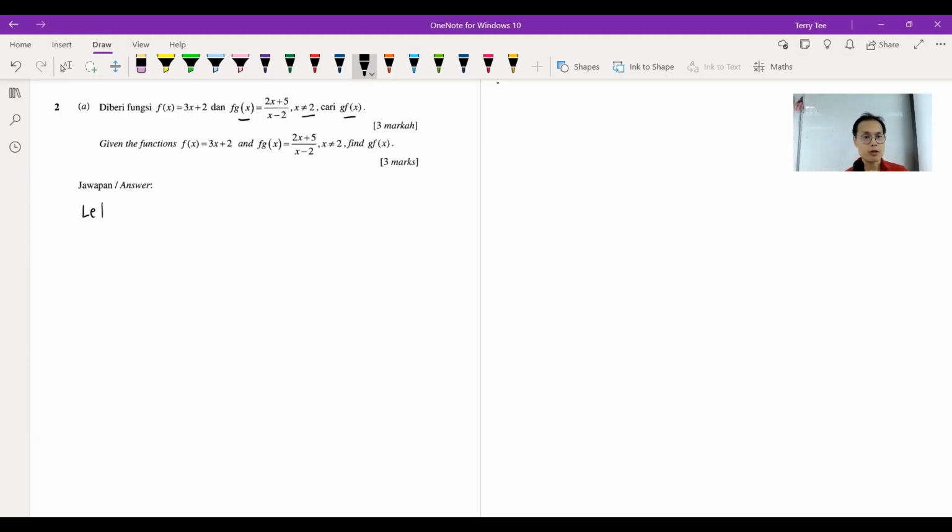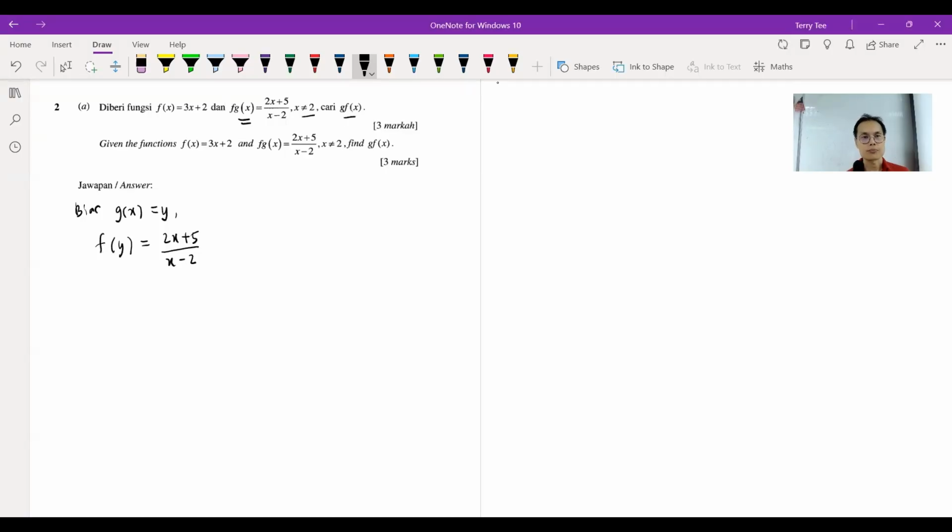Because you learn substitution first. Okay, so the way to solve using substitution or gantian is we let g(x), the function inside, become y. Kenapa? Why do we do that? Because we want to reduce it from two functions, fg, to f(y). And the result is (2x + 5)/(x - 2).